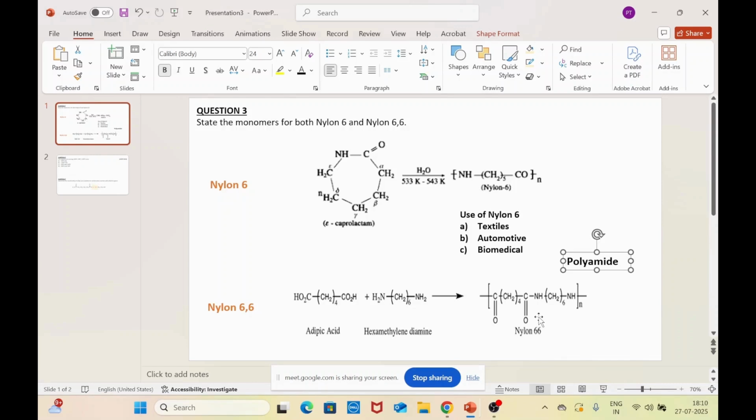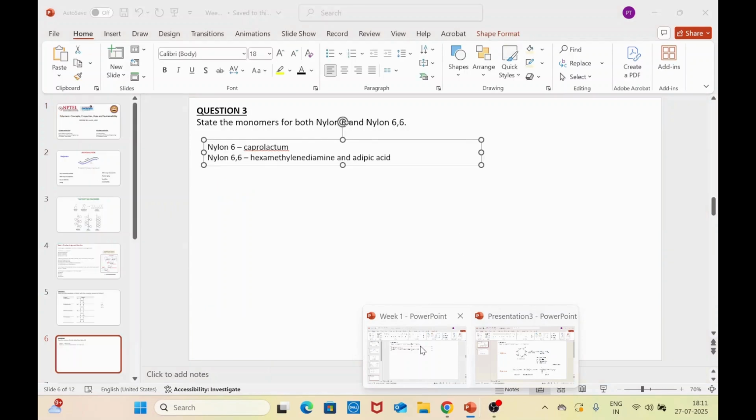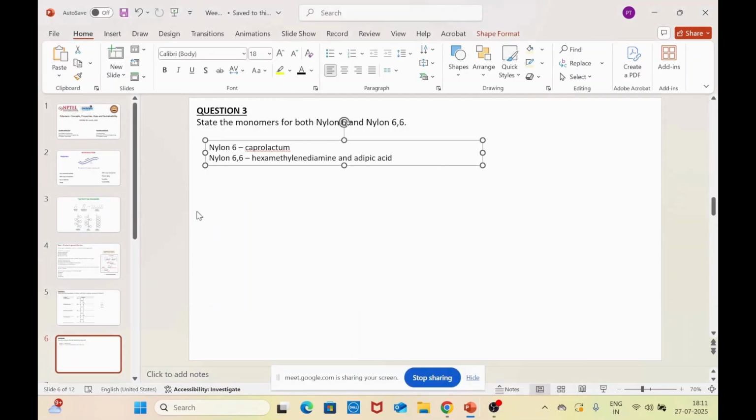And finally, it's a very simple question, but I prefer asking it all the time. Why is it called nylon 66? What does that six actually represent? In their structures? Yes, that's absolutely correct. So let's go on to this.